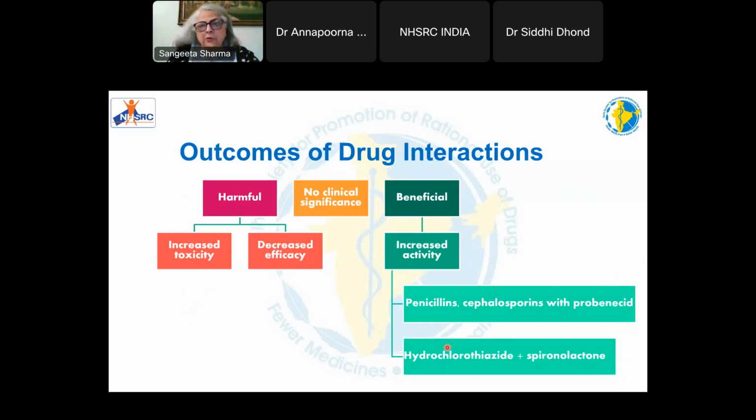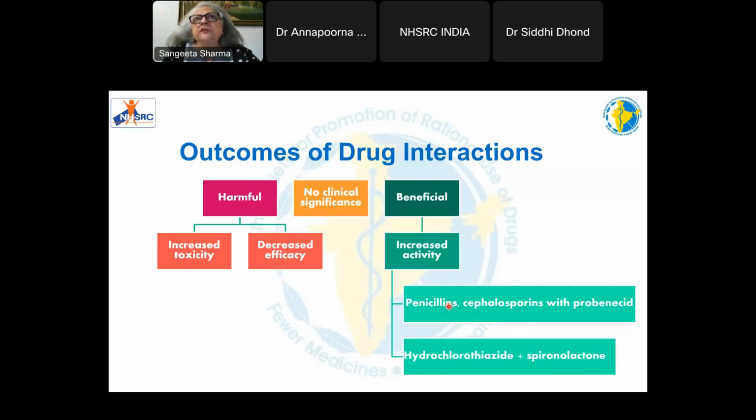So the outcome, as I said earlier, could be harmful or it could be beneficial. Harmful when it increases the toxicity or decreases the efficacy. Beneficial when it increases the efficacy. So that is why certain drugs are combined also.